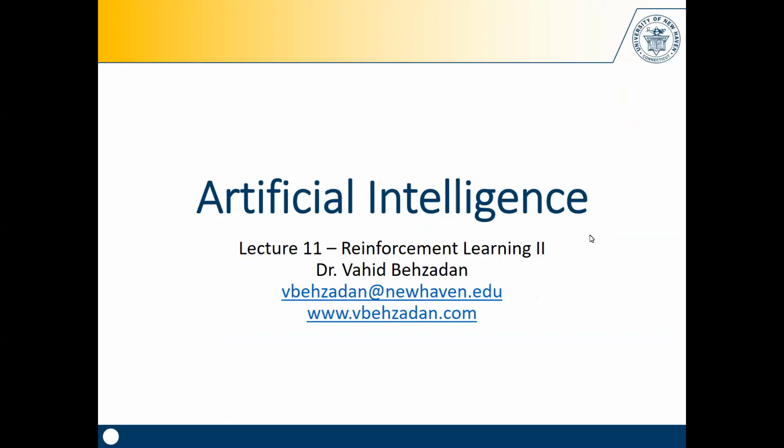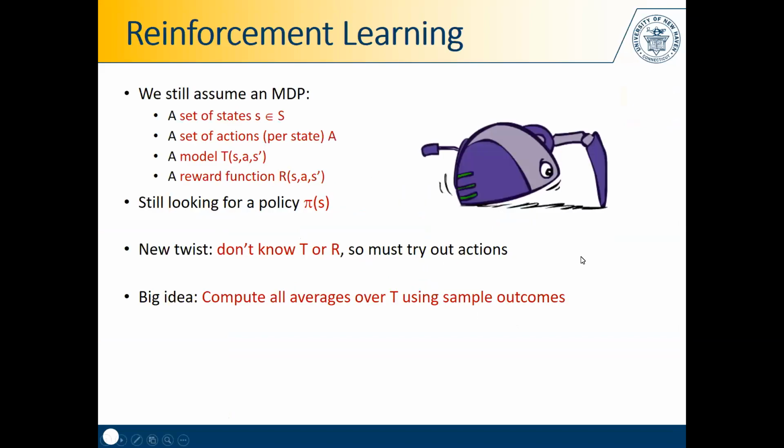So let's continue our discussion on reinforcement learning. Just a quick recap of everything we've talked about so far. We still assume the settings of Markov decision processes. That means we are dealing with a problem that is represented with a set of states, a set of actions, permissible actions per state, a transition model or the dynamics of the environment telling us what is the probability of ending up in a state S prime if we are in a state S and take action A, and a reward function which tells us how instantaneously good it was to make this transition from state S to state S prime by applying action A.